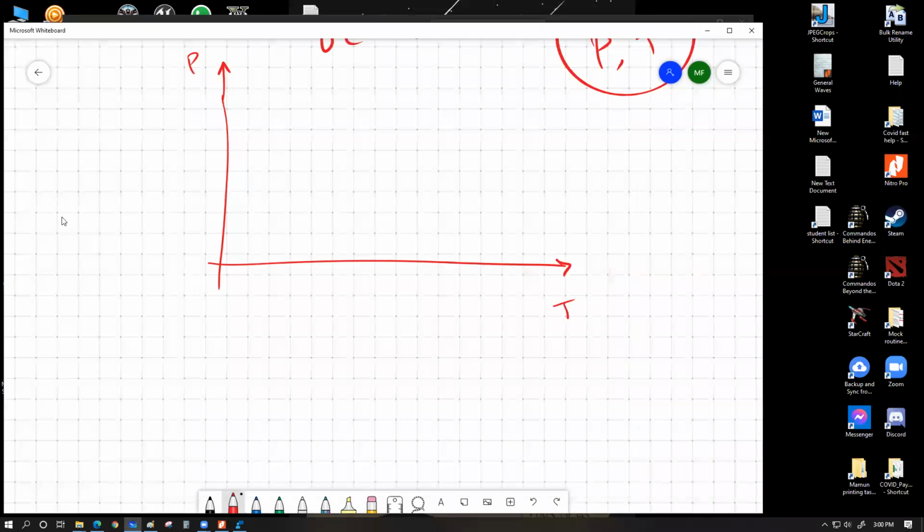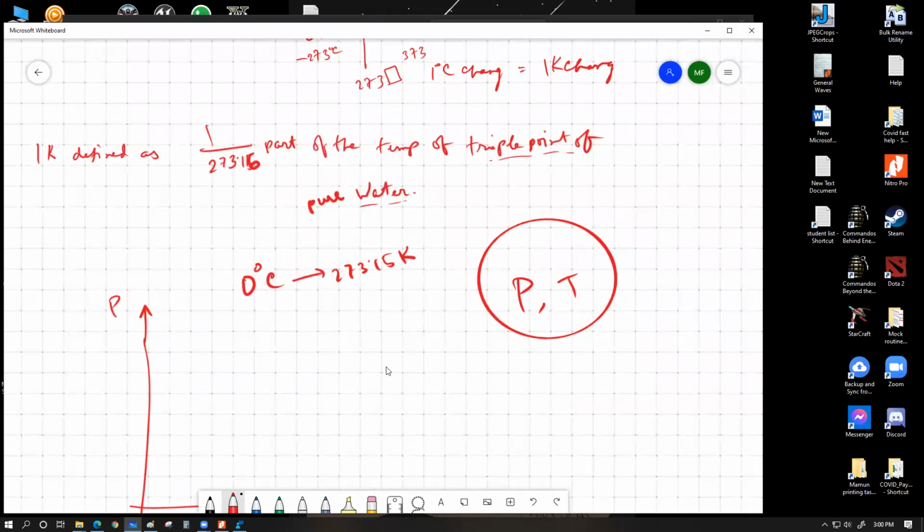So what I'm trying to show you over here is that 1 Kelvin is defined as 1 by 273.16 part of the temperature of the triple point of pure water. What is the triple point of pure water? It is the combination of pressure and temperature at which pure water can coexist in all of its states: solid, liquid, and gas. And 0 degrees Celsius is not this exact temperature. This is 0.01 Kelvin less. 0 degrees Celsius is 273.15 Kelvin.